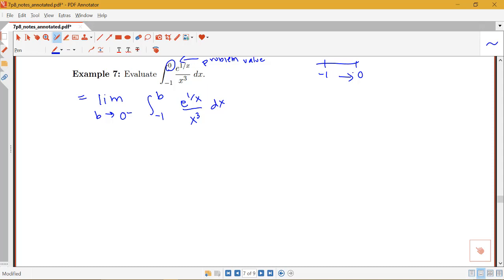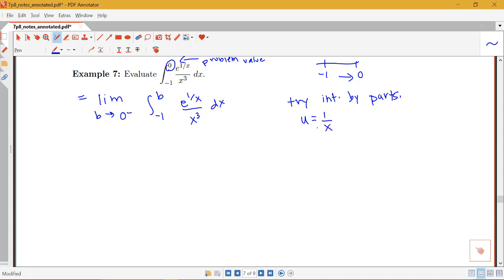So now I want to think about what integration technique I want to use here. Well, I do have a product. If I look at this as e to the 1 over x times 1 over x cubed, a product of two different kinds of functions. So I want to try integration by parts on this. Okay, so I want to let u, in this case, be 1 over x.